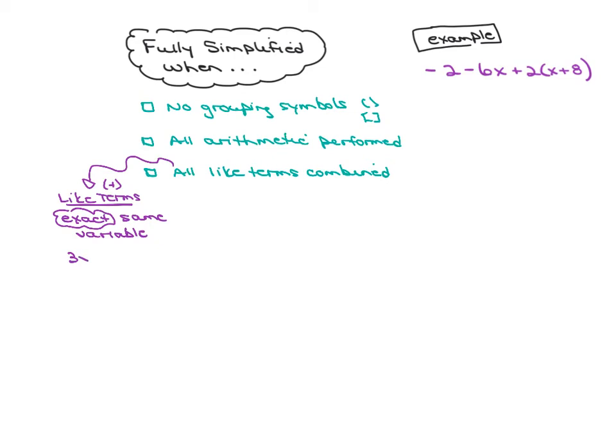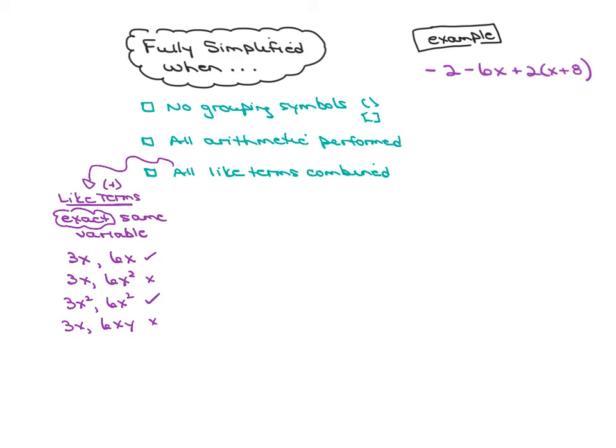All right, 3x and 6x. Are they like terms? Yes, exactly the same variable x. What about 3x and 6x squared? Nope, because one variable is an x and the other variable is an x squared. What about 3x squared and 6x squared? Yes, because both of the variables are x squared. Let's do one more, 3x and 6xy. No. Even though they both have an x, notice the 6 also has a y in that term. Okay, so a little bit about like terms there.